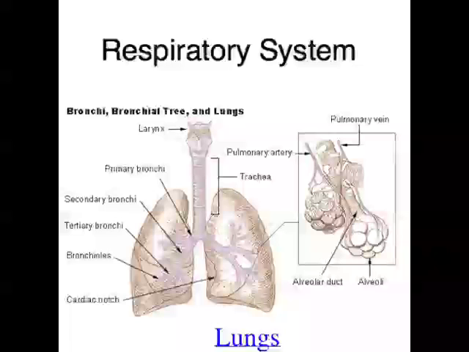Another difference between terrestrial animals and water-dwelling animals is the way that gas exchange is regulated. So in terrestrial animals, it's regulated by the amount of carbon dioxide in the blood. So more carbon dioxide in the blood means you'll breathe faster and faster.